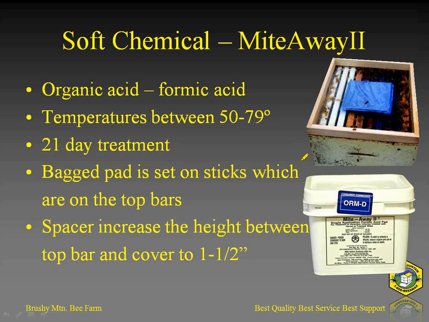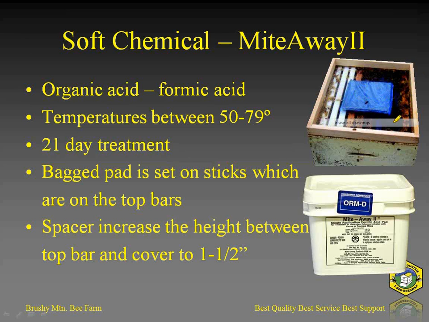It's a bagged pad, and here it is on a colony. Inside this bucket are 10 pads, and each pad is bagged in a clear bag to begin with, and then in that clear bag is this pad which is in a blue bag. Does that make sense? So you've got a pad which is soaked with formic acid, which is in a blue bag, and then that whole thing is in a clear bag. You cut the clear bag and put the pad, while still in the blue bag, on top of the hive.